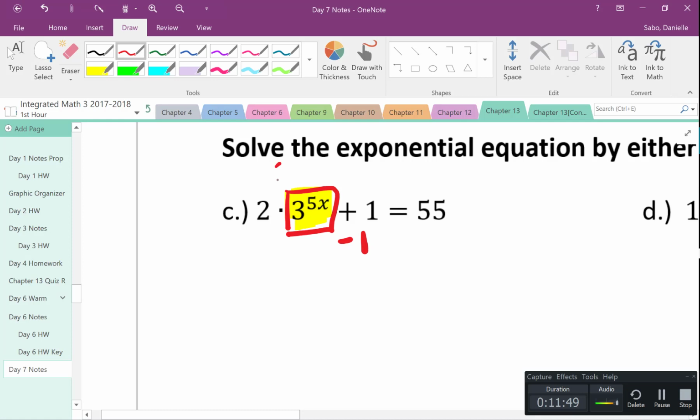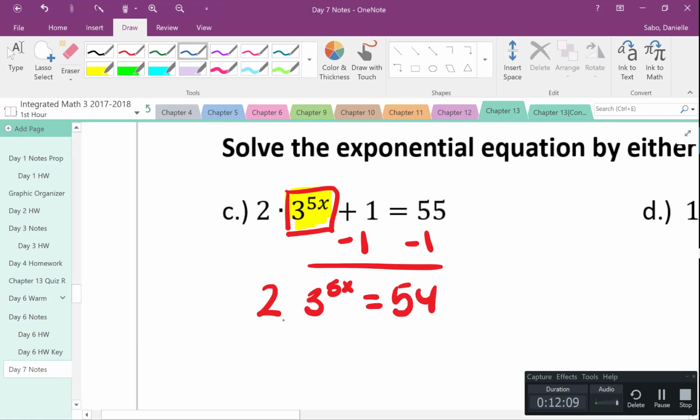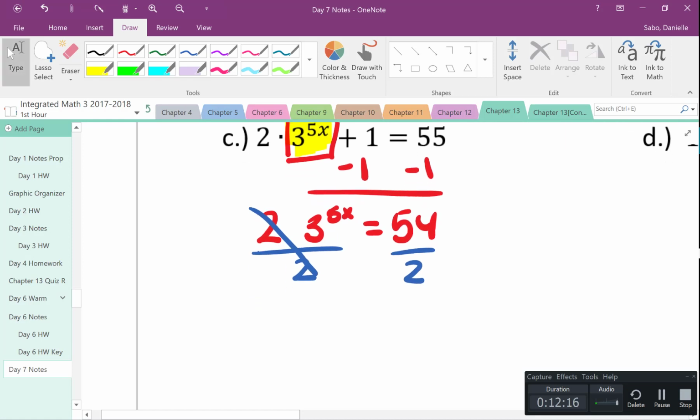Like, for example, some of you kind of have a hard time visualizing it. Don't write this down. But if I put 2x plus 1 right now, you're like, oh, we just subtract 1. It's the same thing. It's kind of like that piece is all together. You have to make sure that you get everything away from it. So I have 2 times 3 to the 5x power is equal to what? 54. Now what do I do? Yeah, I would bring the 2 over by dividing it because it's currently multiplying it. And I get 3 to the 5x power is equal to 27.